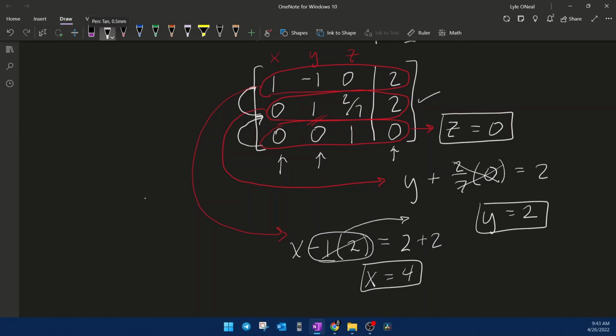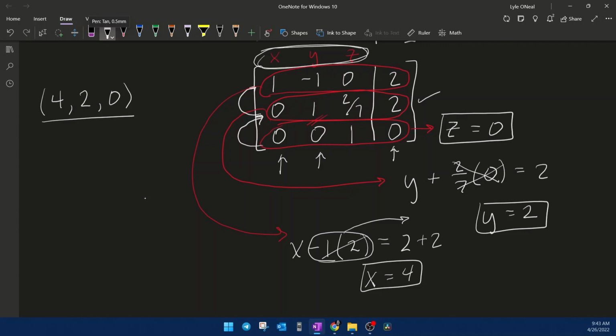And now that I know x, y, and z, I can write the solution as an ordered triple. The solution would be x, comma, y, comma, z. It does have to be in alphabetical order, or at least it does have to be in the order that your variables appeared in your equations.